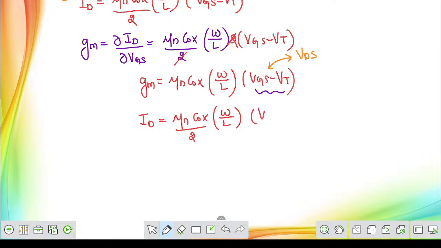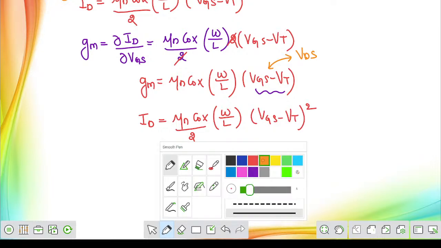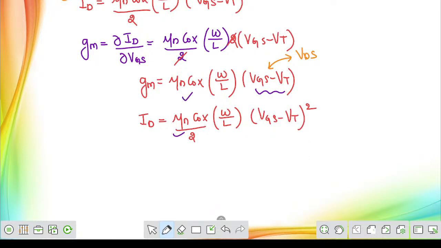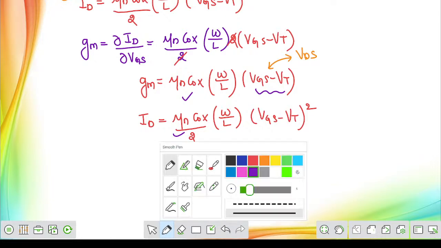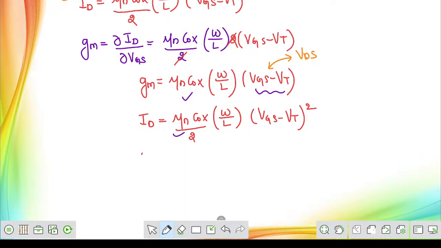Here it is: (VGS minus VT) whole square. Correct answer. Now, if we compare this resultant term with the above term, what is the basic difference you can find? In the above one, the factor 2 is missing and the square factor is missing. So what I am going to do here is interconnect the above and the below. Or else you can do one thing.